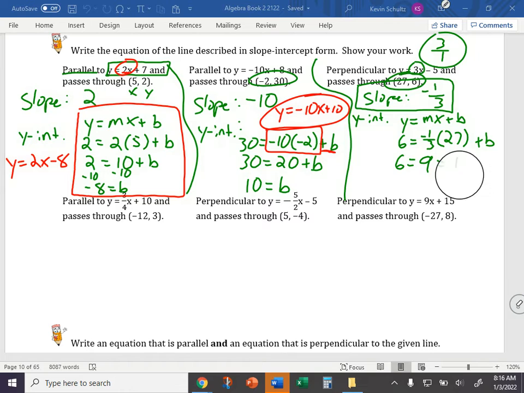So 6 equals negative 9 plus b. And what's our value for b? Ellen? 15. Add 9 to both sides. We get 15 equals b.